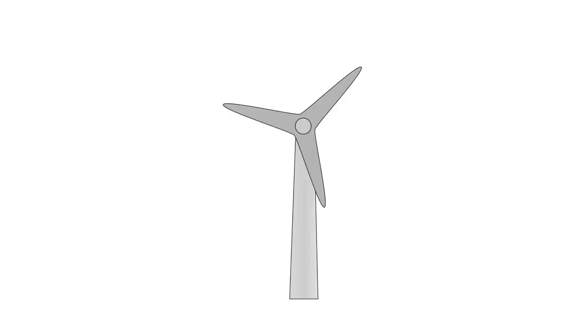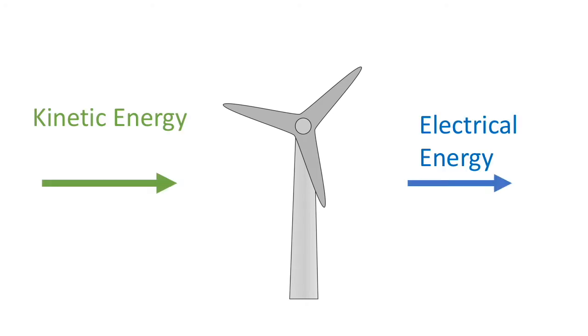As an example, we'll consider a wind turbine. This converts kinetic energy from the wind into electrical energy. There is also some energy loss through heat and sound due to friction and air resistance.